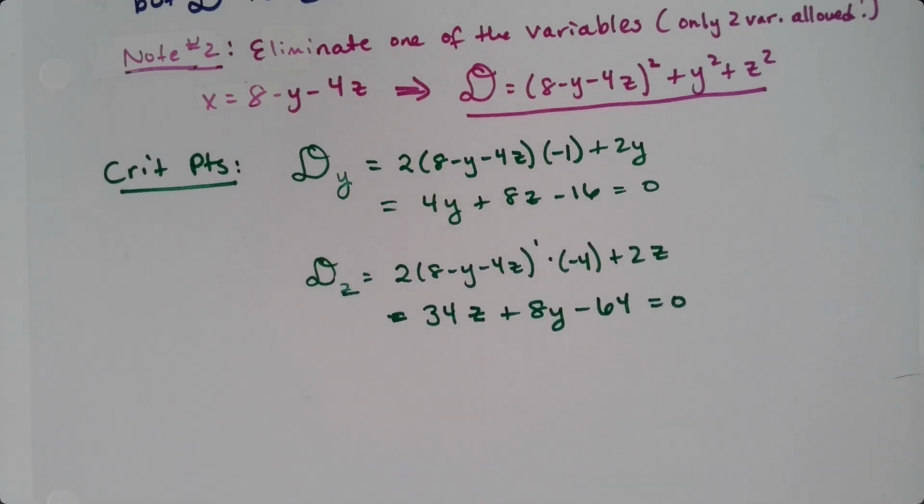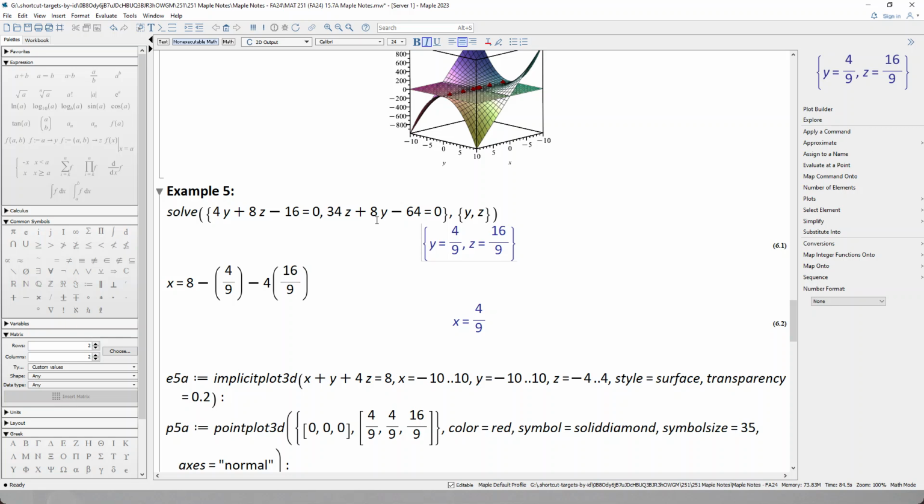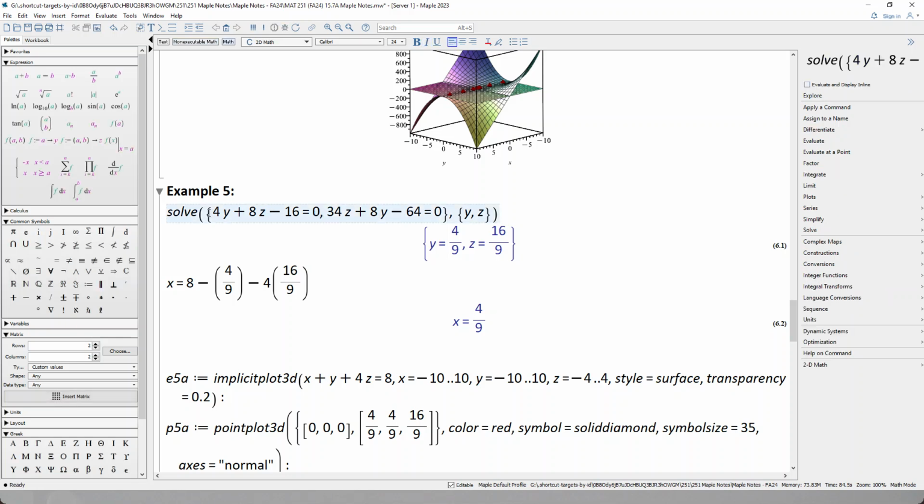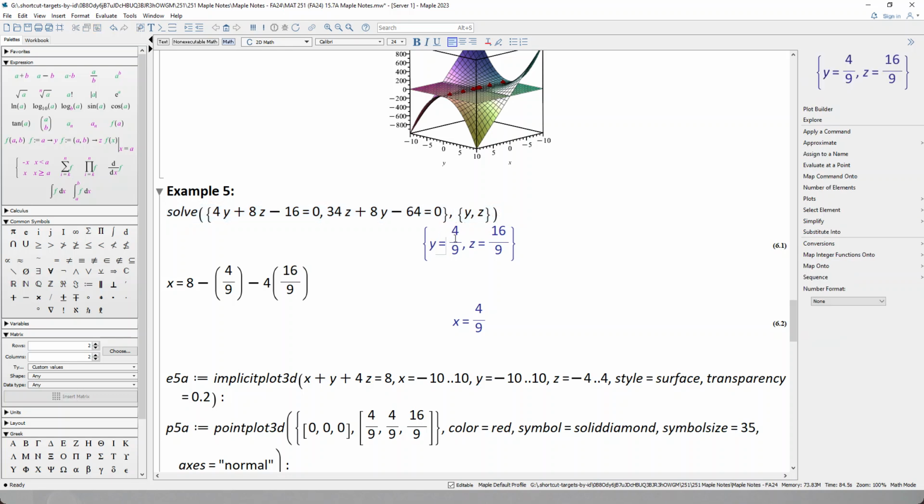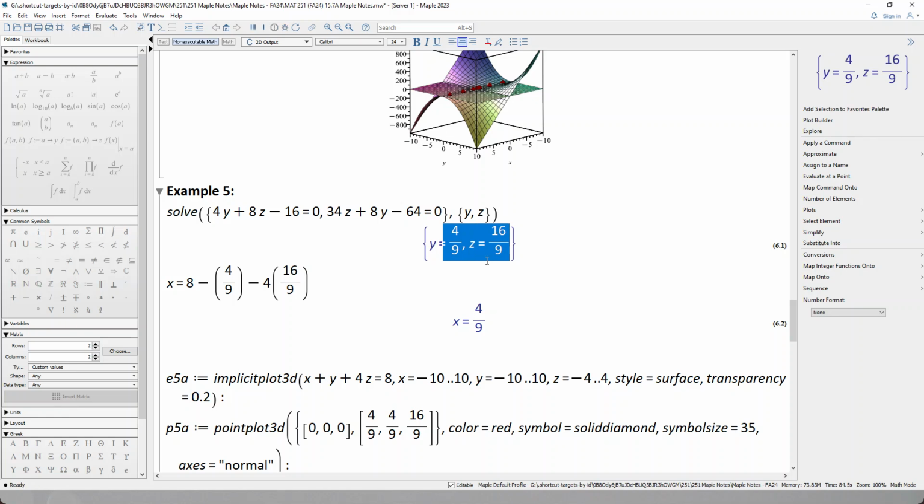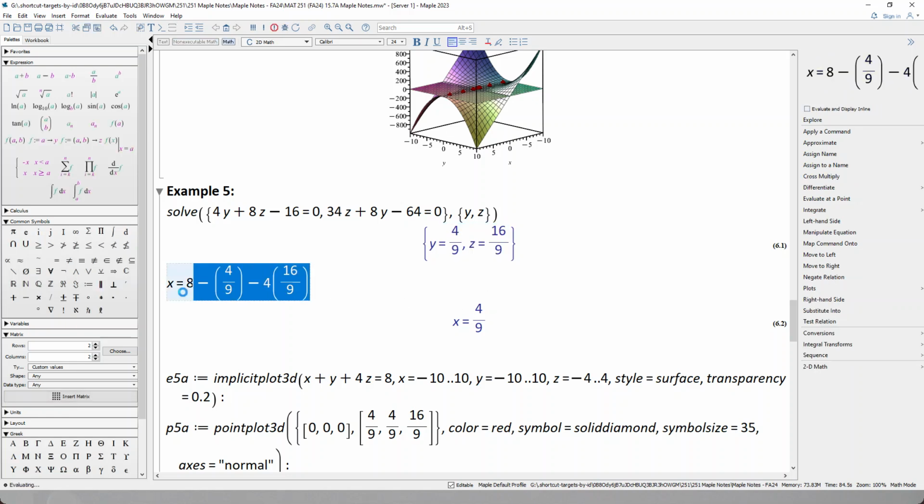All right, these have to be equal to 0 simultaneously. And the easiest way to do that is just to solve it in Maple. So I told Maple, hey, I have this equation set equal to 0 and this equation set equal to 0. And I put them in curly braces because I wanted to solve it simultaneously, comma, for both y, comma, z. And when I do that, it tells me that y is 4/9 and z is 16/9. And then to figure out the x, I just plugged back in to my function, 8 minus y minus 4z, and I put back in those values that I had.